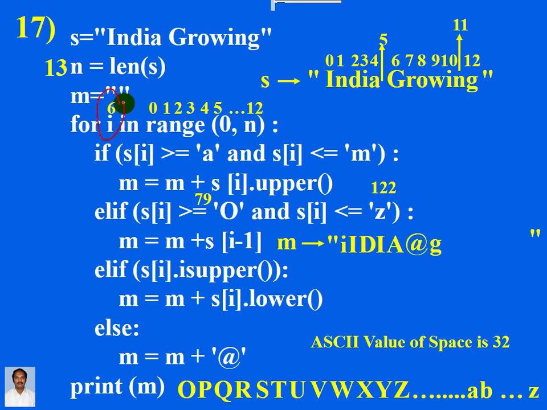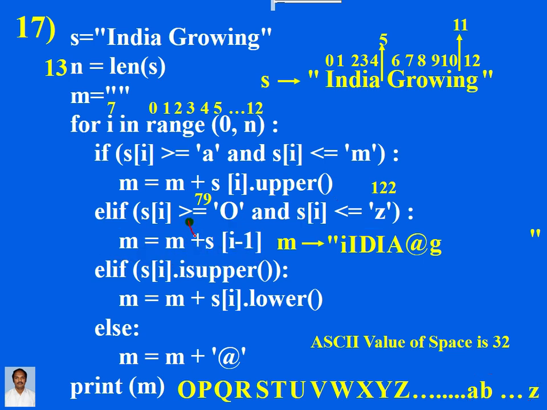I takes the next integer in the range, 7. What is S of 7? Small r. Is it between a and m? Wrong. So control will come here. Small r. Is it between capital O and small z? Yes, because small r will come in this region. So this condition is correct. This will be executed.